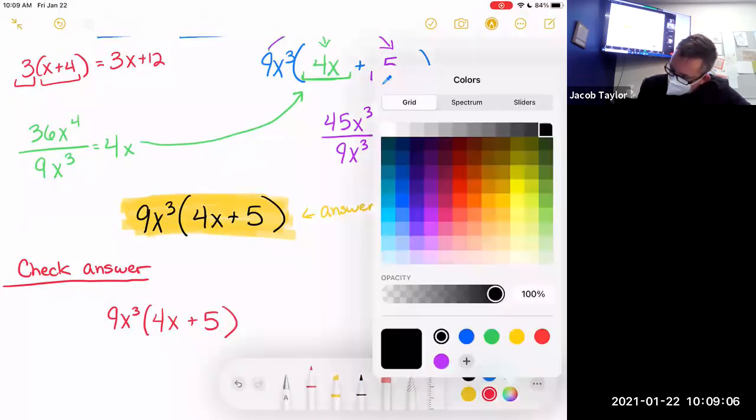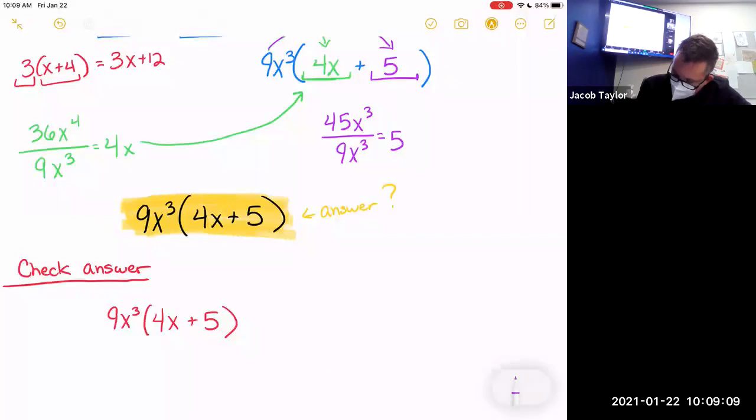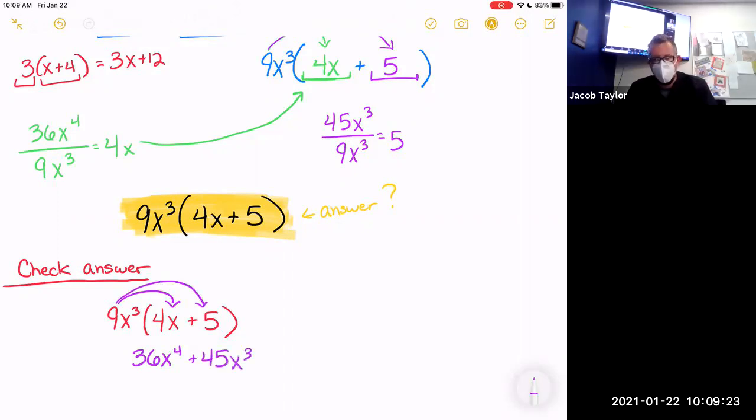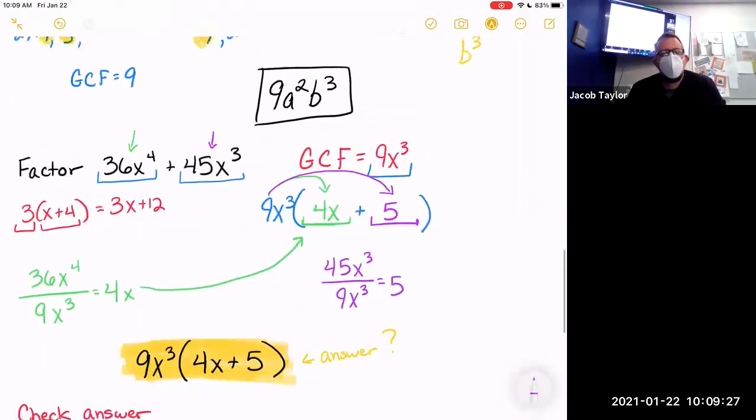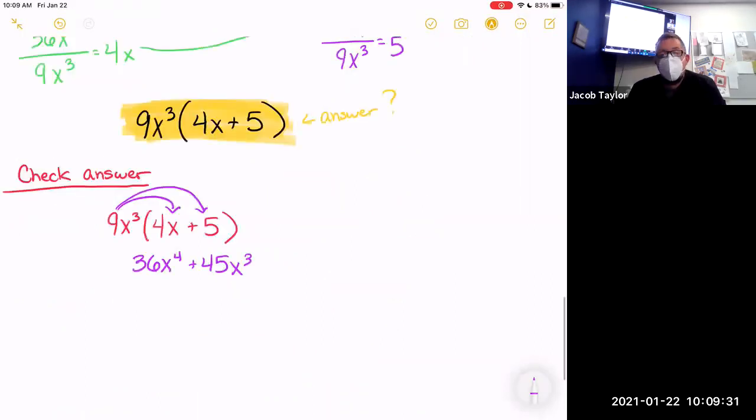Let's just check it. So 9x cubed times 4x is 36x to the 4th. And 9x cubed times 5 is 45x cubed. Is that what I was supposed to get? Well, let's go back up and check the problem. Yes, it was. The problem was 36x to the 4th, 45x cubed, which is what I got whenever I multiply these together to check my work.